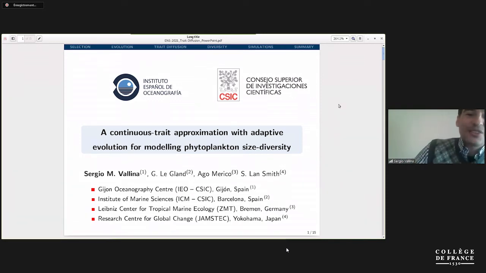Thank you. I would like to show you my results, our group's results regarding how to use a continuous trait approximation to model size diversity in phytoplankton. This is work in collaboration with, especially, Guillaume Le Glon, who is my postdoc. He's working in Barcelona, but we keep working together. Agostino Merico from Bremen, Germany, and Lane Smith in Japan. I spent two months with Lane Smith in Japan to start this work as a kickoff.